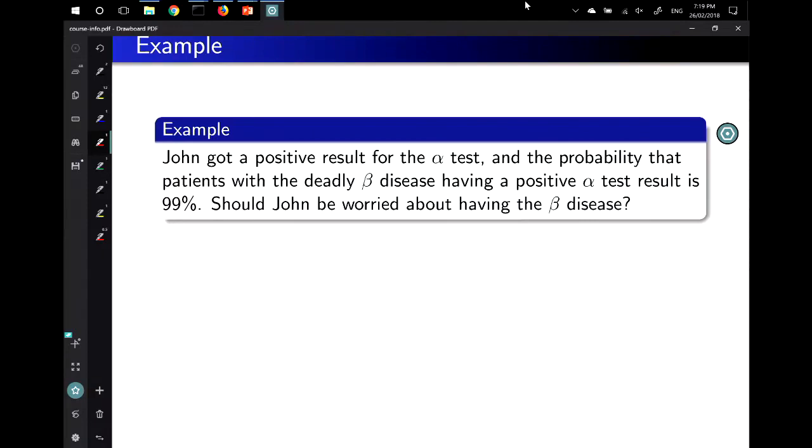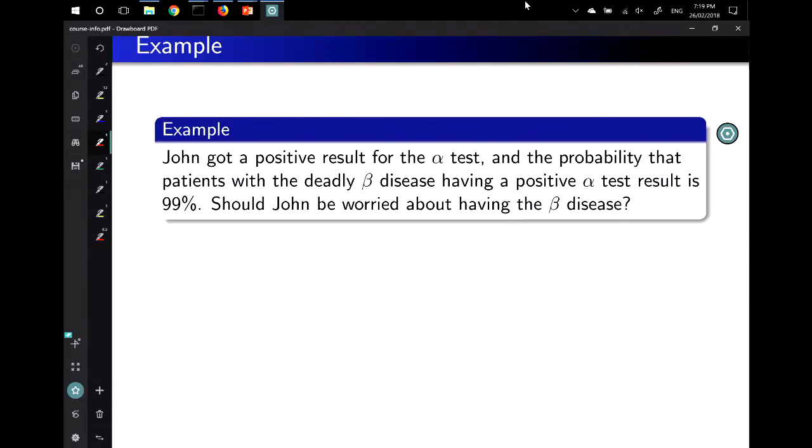So the probability that a patient with this deadly disease, beta, has a positive alpha test is 99%. Let's say this is an arbitrary high number, so it's a fairly large number. So should John be too worried about any bad outcome, having this deadly disease?